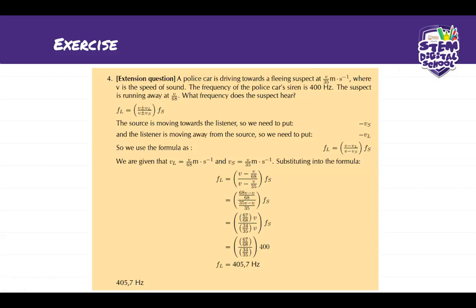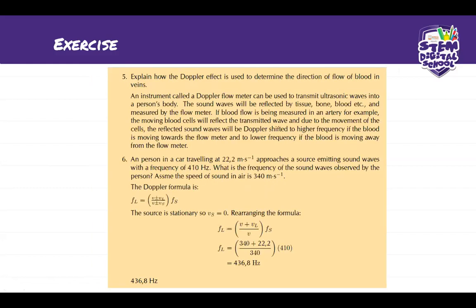It's quite a long question, but at least it was very dense for you guys to be able to understand. So on number 5, it says, explain how the Doppler effect is used to determine the direction of flow of blood in the veins. Ooh, this one is very interesting. This, remember, is what we spoke about with the sonograms, etc. So they say an instrument called the Doppler flow meter can be used to transmit ultrasonic waves into a person's body. Okay.